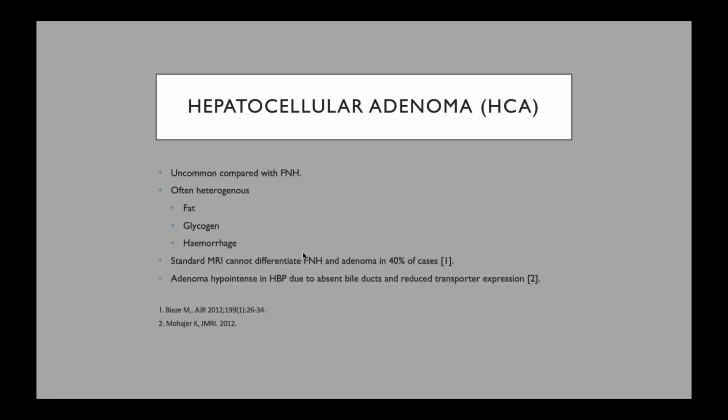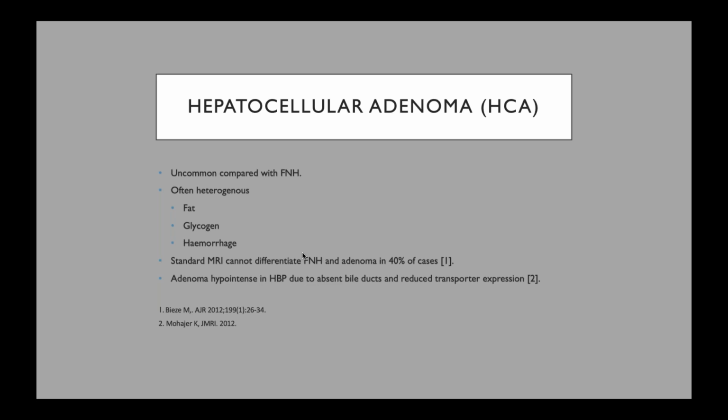Adenomas are relatively uncommon. These are often quite irregular. They can have fat, glycogen, or hemorrhage, so they may have increased signal on T1. They can look quite ugly and irregular on ultrasound and CT. And we like to think that MRI is a wonderful test, but the reality is we can't differentiate FNH from adenoma in around 40% of cases if you use standard contrast agents.